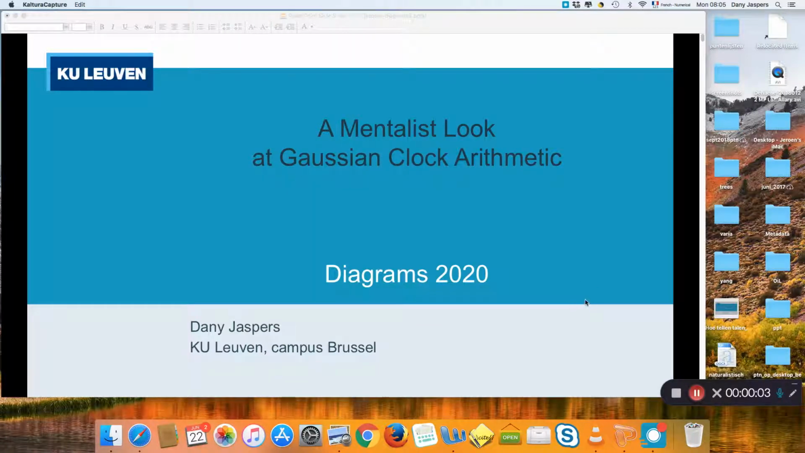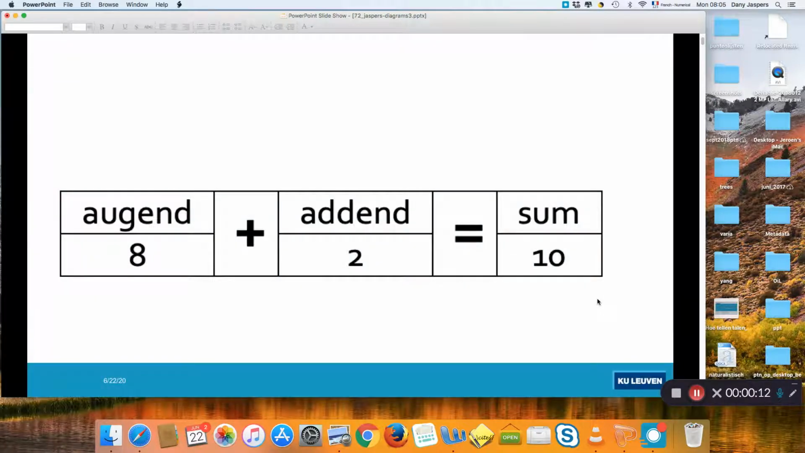A mentalist look at Gaussian clock arithmetic. This paper is about teaching children how to multiply using a clock. Our normal conception of a number, when you look at addition, is rectilinear, using a vertical dimension.